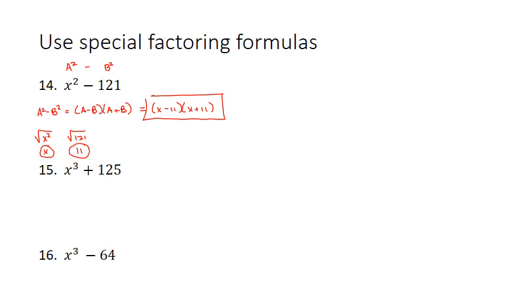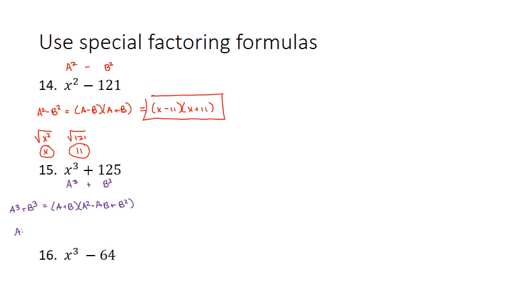Now, while those are a lot more common, not as common as the cube stuff, I still want to run through this with you. On number 15, you have an x cubed plus a 125. You'll notice that you have an x cubed. So if I call this my a cubed term, and I call this my b cubed term, since they are being added, from the last slide we can say that a cubed plus b cubed is a plus b times a squared minus ab plus b squared.